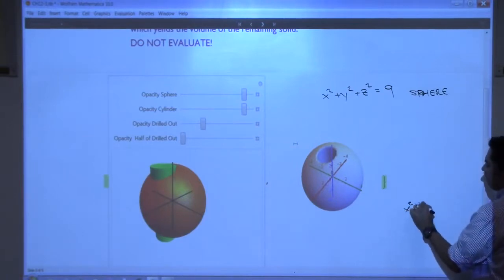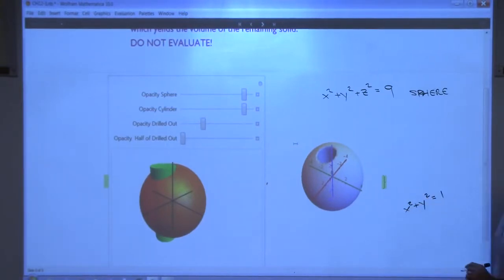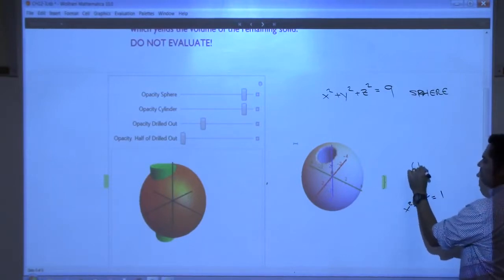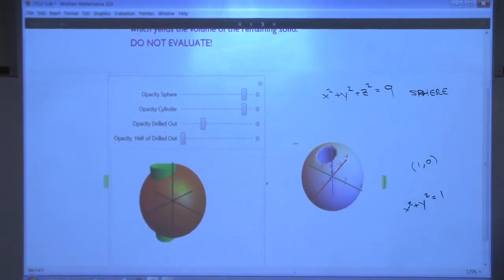X squared plus y squared equals 1 would be a cylinder, but that would go through the origin, wouldn't it? Wouldn't that be right up through the center? I don't want it there. Where do I want the center of that thing to be? The center of it should be at 1, 0, shouldn't it?